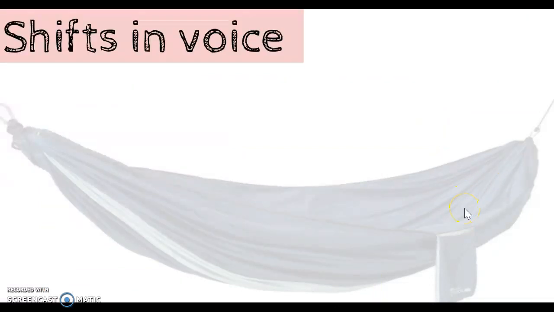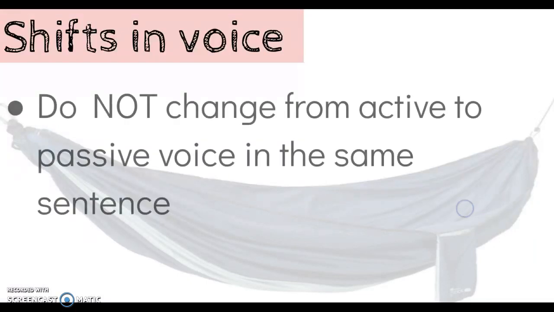So one of the things we need to watch out for is a shift in voice. A shift is a change. So we do not want to, and I think of this especially when you're using compound or complex sentences that have a dependent clause, make sure that you're consistent. If you start off in one voice, then you need to make sure you stay in that voice. And typically that should be active voice.